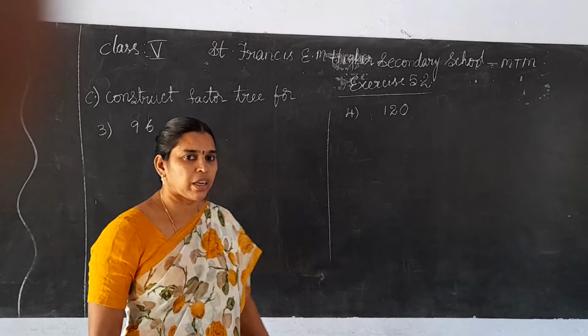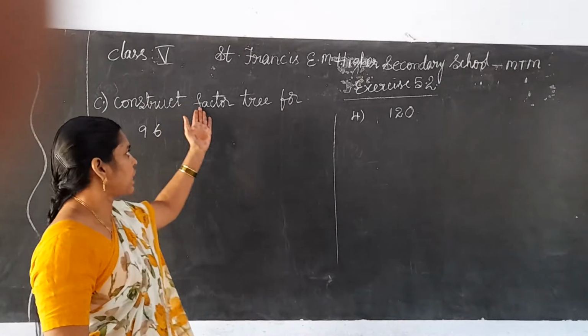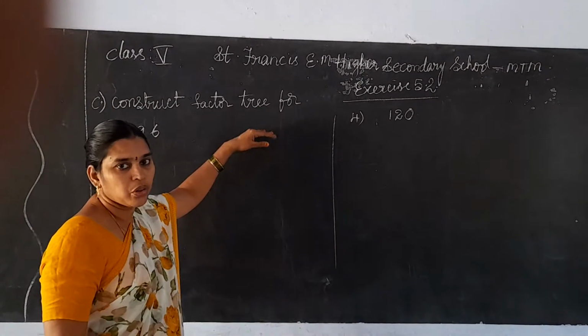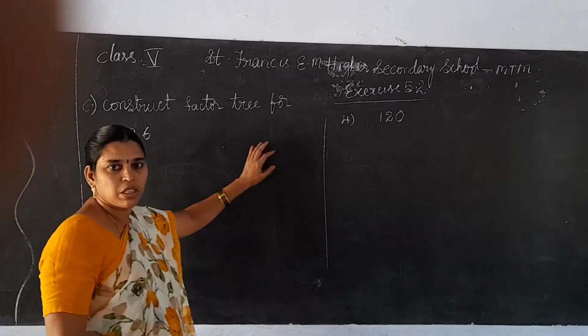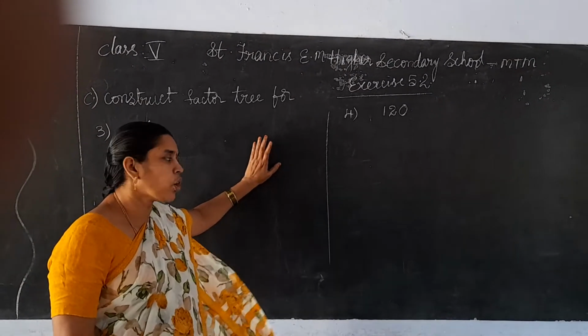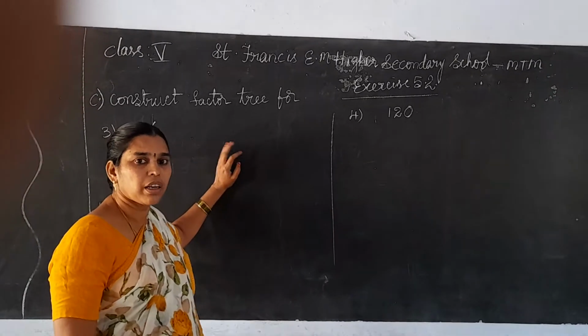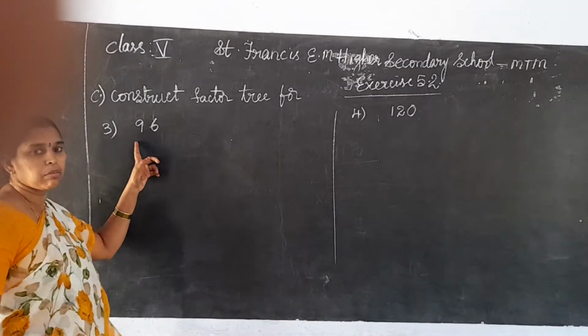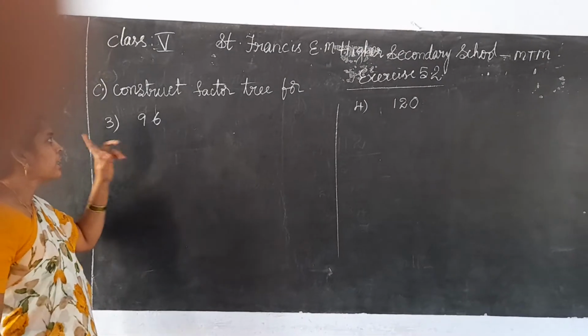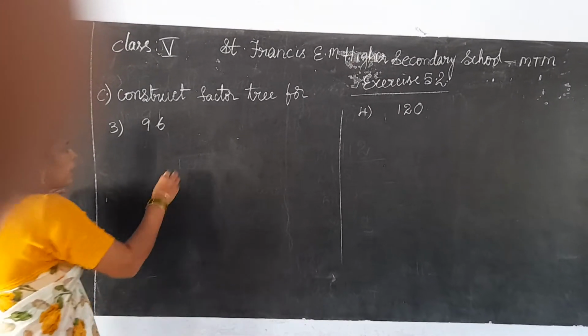Now I am going to explain C Roman. Construct a factor tree. I told you what a tree is. Now I will show it. In this there are a total of 4 sums. Out of 4 sums, I am going to explain 2 sums, and the remaining 2 sums you take as homework. See here. What is the number? 96. A factor tree.